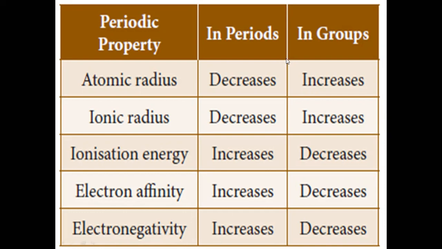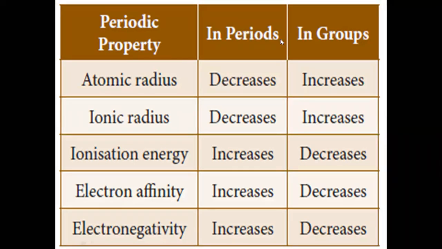So this is a small comparison of atomic radius, ionic radius, ionization energy, electron affinity and electronegativity. Atomic radius decreases across the period and increases down the group. Ionic radius is the same: decreases across the period and increases down the group. Ionization energy increases across the period and decreases down the group. Electron affinity increases across the period and decreases down the group. Electronegativity increases across periods and decreases down groups. Okay, these are periodic trends in properties.